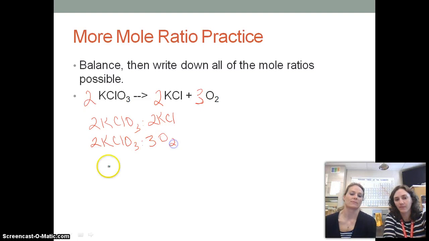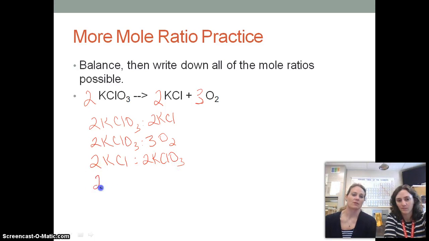While she's doing that, let me tell you how you can easily figure out how many ratios you're going to have. You add up how many different molecules, atoms, or formula units you have within the equation. Here we have 3 of them. We've got the potassium chlorate, the potassium chloride, and the oxygen gas. Those are 3 of them, and then you would take that total and multiply it by one number less. That gives you 6.